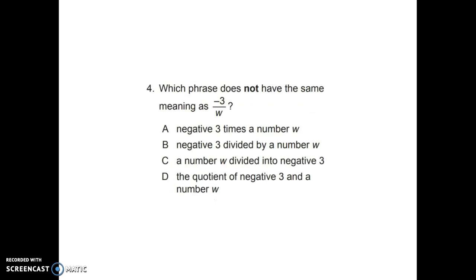Number 4. Which phrase does not have the same meaning as -3 divided by w? A. -3 times a number w. B. -3 divided by a number w. C. A number w divided into -3. D. The quotient of -3 and a number w.